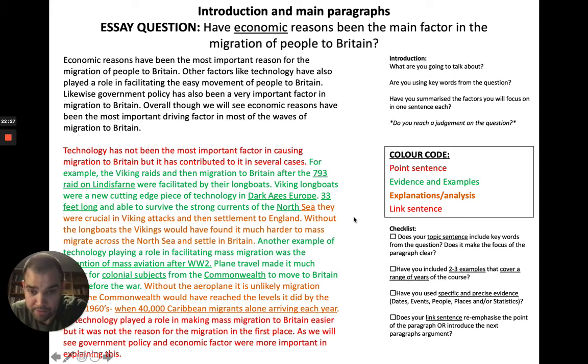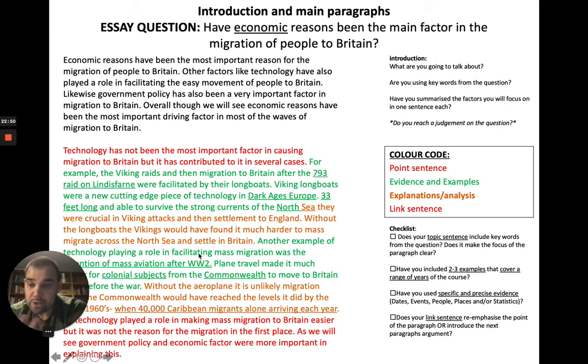Okay, I then go on to another example. Another example of technology playing a role in facilitating mass migration was the invention of mass aviation after World War II. Plane travel made it much easier for colonial subjects from the Commonwealth to move to Britain than before the war. So again, I've got a few key keywords: colonial subjects, Commonwealth, invention of mass aviation.